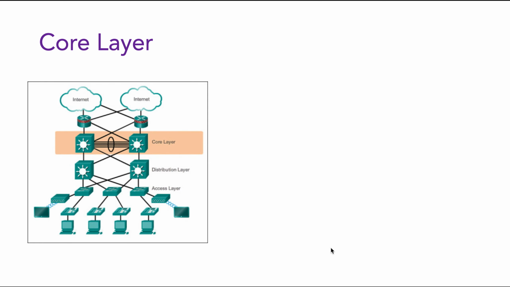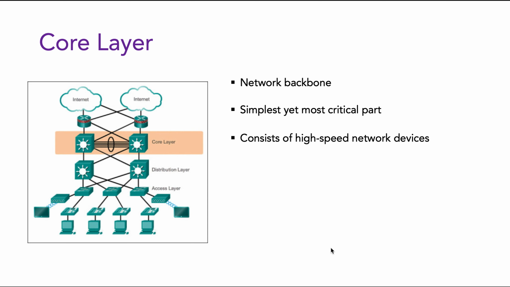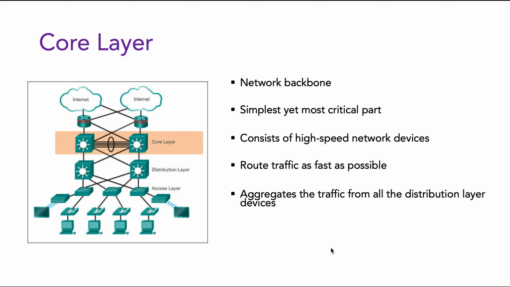The next layer we have is the core layer. The core layer is also referred to as the network backbone. The campus core is in some ways the simplest yet most critical part of the campus. The core layer consists of very high speed network devices. The main responsibility of this layer is to route traffic as fast as possible over multiple redundant paths. The core aggregates the traffic from all the distribution devices and is designed to interconnect multiple campus components.